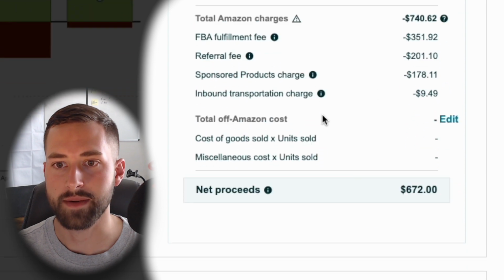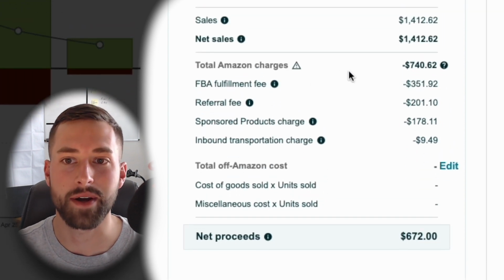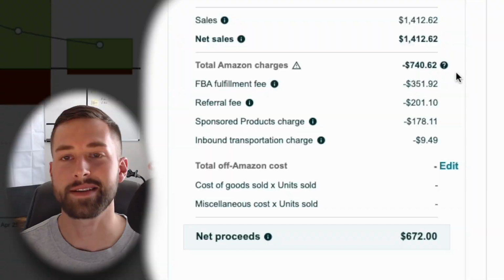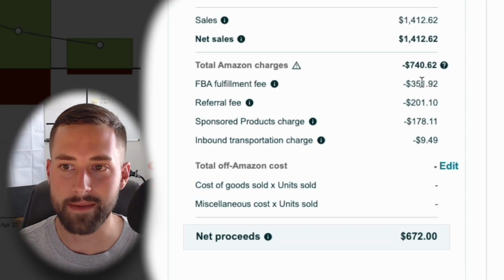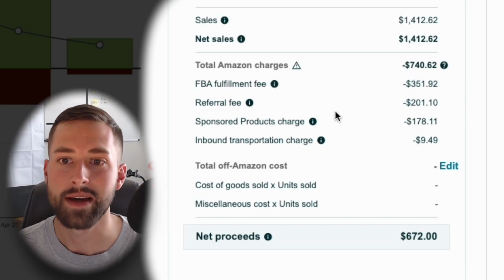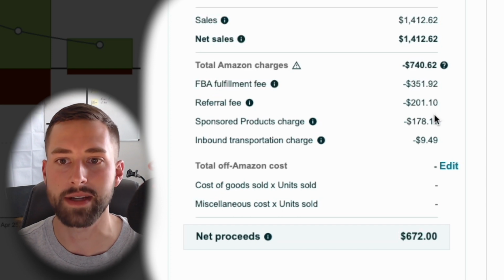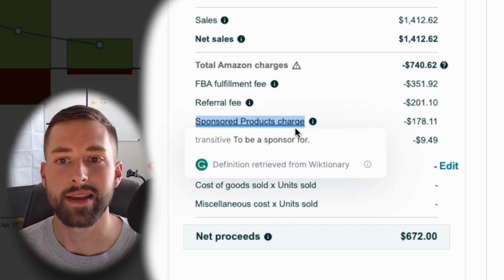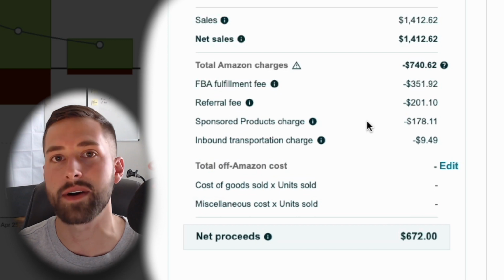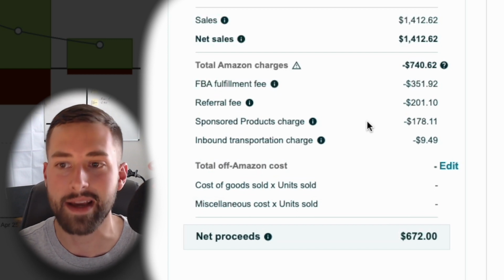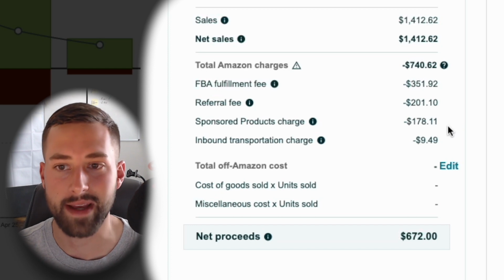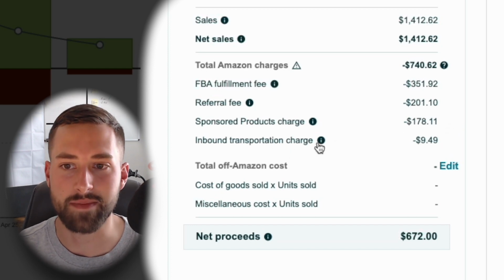If there were items returned, your net sales would be slightly less compared to that sales value because you're refunding that buyer. Now, as we scroll down a little bit, we can see that there's a section called Total Amazon Charges. This is where Amazon's taking a large portion of your revenue, so this is something we need to pay particular attention to. First is the FBA fulfillment fee. If you're doing FBM, you will not have this. The referral fee just for using Amazon's platform, it's roughly 15% of your total generated revenue, $201 here. And then sponsored products charge. This is how much I spent on advertising using Amazon pay-per-click advertising or PPC during this given time. So that's about $178.